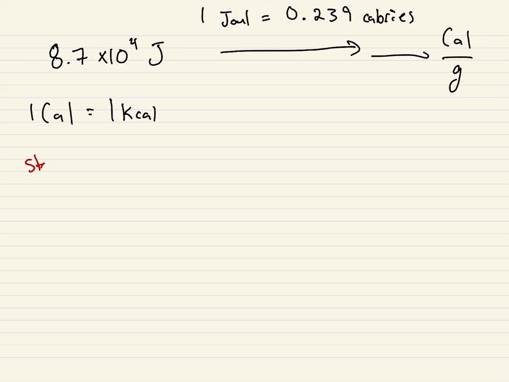All right, so we're starting from 8.7 times 10 to the 4 joules. And we want to end with a certain amount of calories per gram. Right now we notice we only have units of joules, right? So how can we get grams in the denominator? There's a couple different ways you can do this, but we'll just go over one way right now.